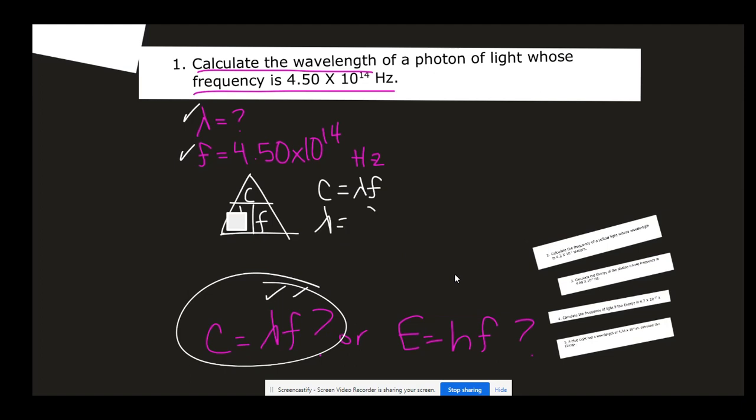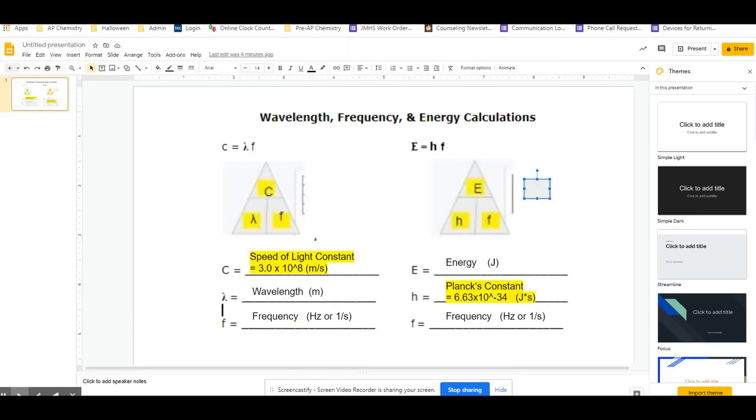So now that we have that, we can go ahead and start plugging in. So we have lambda is equal to c divided by f. Now we can plug in what we have. So c is just going to be our speed of light constant, 3 times 10 to the 8th. And f is going to be what was given to us in the problem, 4.5 times 10 to the 14th. And we're going to plug this into our calculator.